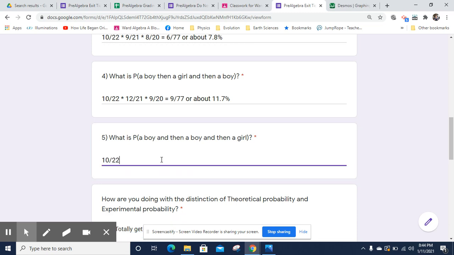So that's 10 out of 22, 10 boys out of 22 people, times 9 out of 21, times 12 out of 20. Now, you might notice 10, 9, and 12 are the numerators and the denominators are the same. So this is going to equal exactly the same thing, 9 out of 77, or about 11.7%. 10 times 9 times 12 is the same as 10 times 12 times 9, and the denominators are all the same, 22 times 21 times 20.